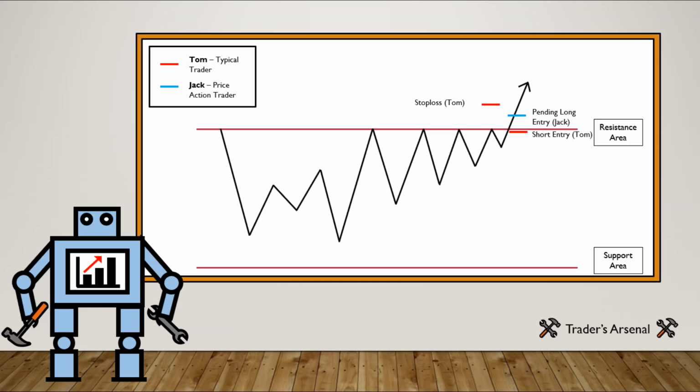Since Tom set his stop loss above the recent swing high, when the price breaks out higher, his stop loss will be triggered and his position will be closed for a loss. Remember, when closing a short position, you have to buy the security back. Hence, this will fuel further upside move, making it easier for Jack to hit his take profit target.